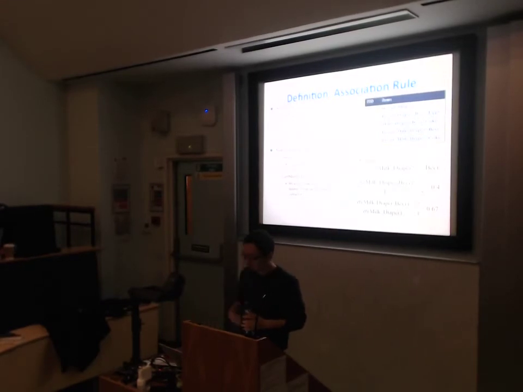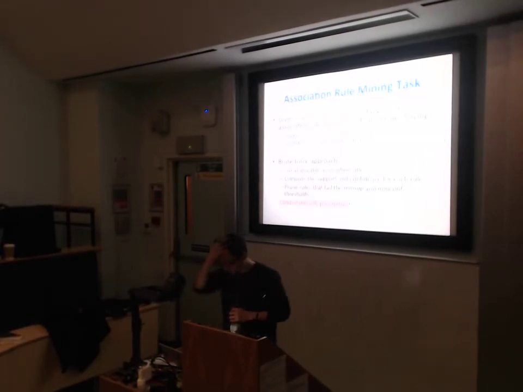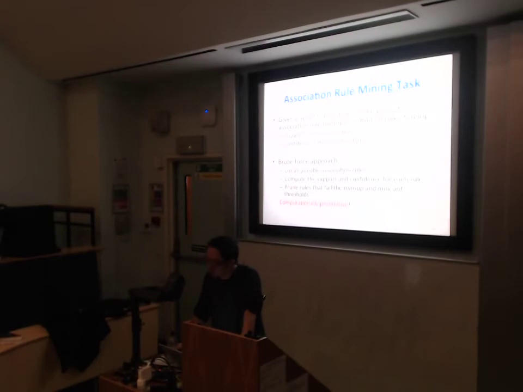So the task seems quite easy and obvious. You calculate support and confidence, check them against the thresholds, and that's the rule you want to get. Specifically, the task is: given a set of transactions, find all the rules with support bigger than the specified minimum support threshold and confidence bigger than the specified minimum confidence threshold.